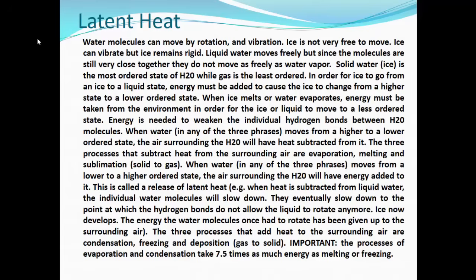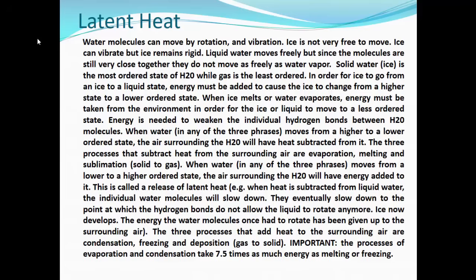This is a detailed description of latent heat. Water molecules can move by rotation and vibration. Ice is not very free to move. Ice can vibrate, but ice remains rigid. Liquid water moves freely, but since the molecules are still very close together, they do not move as freely as water vapor. Solid water, ice, is the most ordered state of water, while gas is the least ordered state.